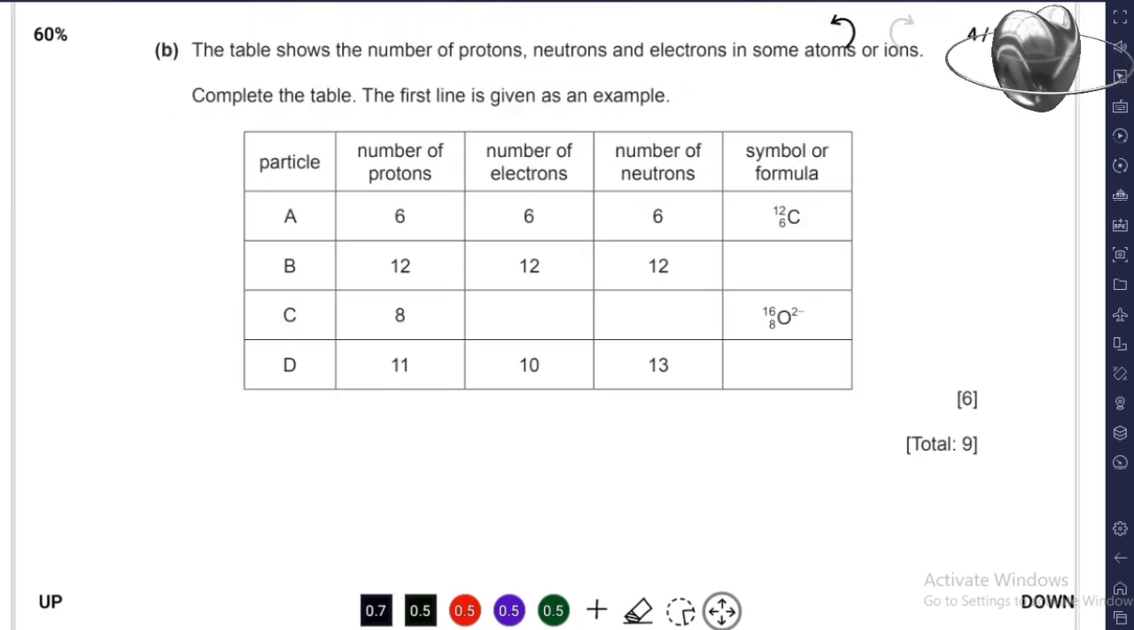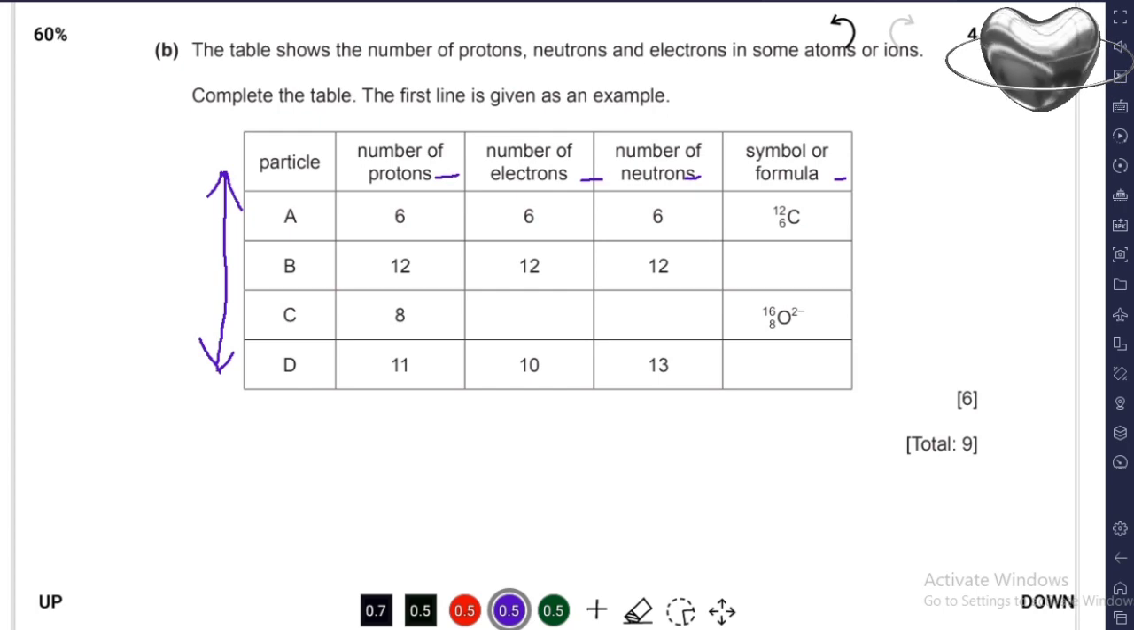We go to B. The table shows the number of protons, neutrons, and electrons in some atoms or ions. Complete the table. The first line is given as an example. So we have the line of particles. We have the proton number, electrons, neutron, and the formula. So we'll go direct to B. Proton number 12, electron number 12, neutron number 12.